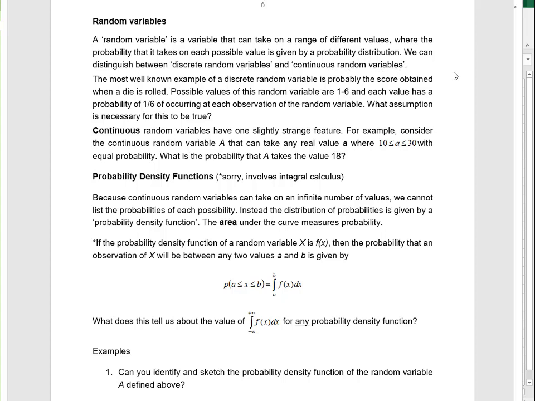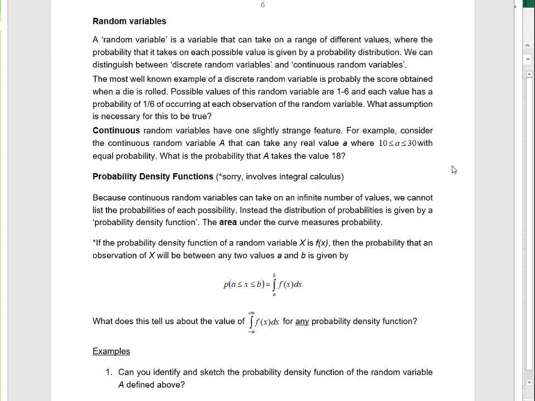So discrete random variable, most well-known example is when you roll a die. When you roll a die, possible values of the random variable are 1 to 6. Each value has a probability of 1 in 6 occurring for each time you observe it. So each time you observe means each time you roll the dice. Each time you do that, you have a probability of 1 in 6 for each outcome. What assumption is necessary for this to be true? Clearly the assumption is that it's a fair dice, so it's not loaded.